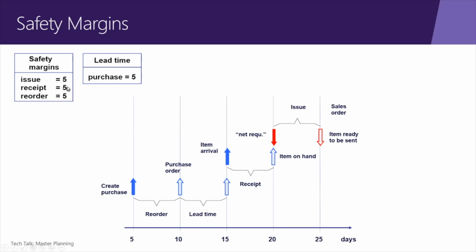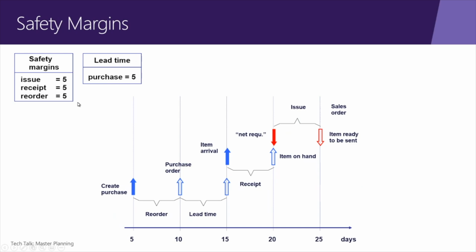But you also have a receipt safety margin. Then it will again say, okay, I know the demand is here, but I need to receive the material at least 5 days in advance to maintain safety net. So it will move the receipt date to day 15 here. And if you have a 5-day lead time to acquire that material from the vendor, then master planning will understand that, okay, the purchase order needs to be sent 5 days in advance. So it will move it to day 10.